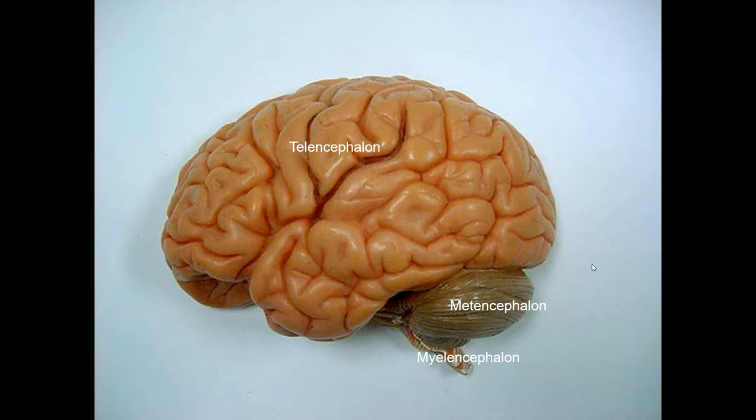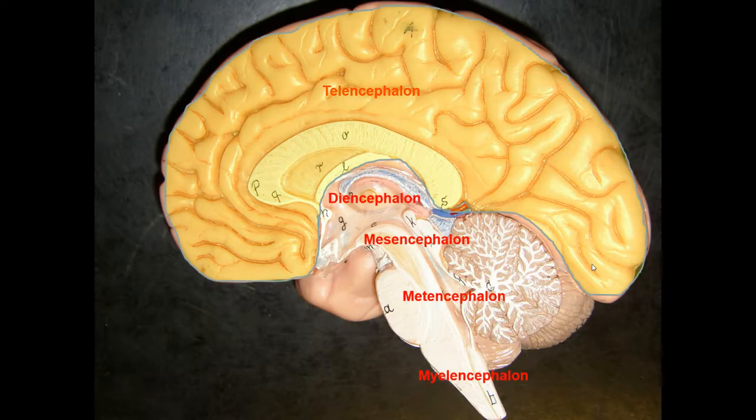If we look at it from the outside, again, you can see the telencephalon easily. You can see the metencephalon and myelencephalon easily. You cannot see the diencephalon, and it's not really easy to see the mesencephalon. But here are those brain regions again.